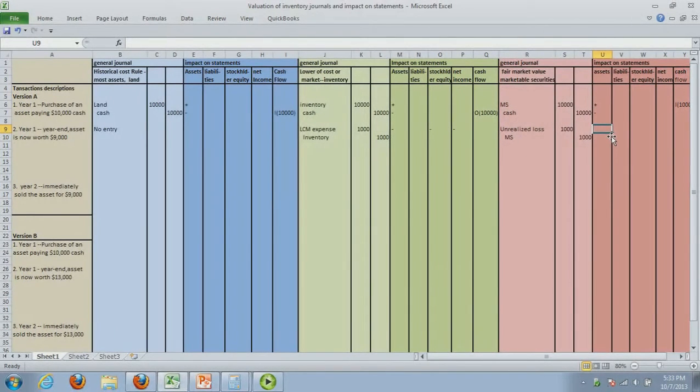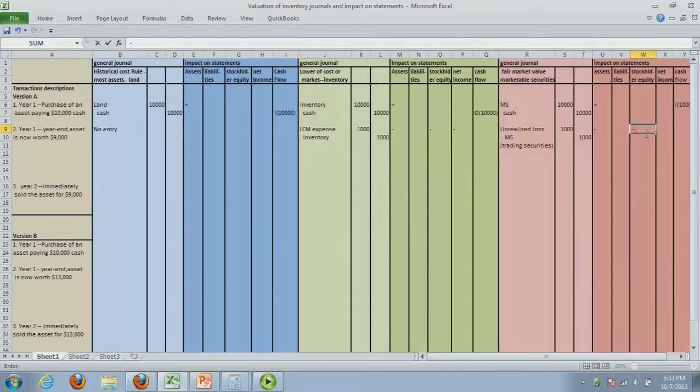Here we need to know what type of securities we are looking at, what type of company. So let's look at trading securities first, which go with a company that buys and sells securities as part of what they do, and they buy and sell it frequently. So marketable securities, the asset goes down, and your unrealized loss is something new that we haven't dealt with before. And this one, trading securities, actually, the impact of the loss is going to be treated like an expense. So it's actually going to cause retained earnings to go down.